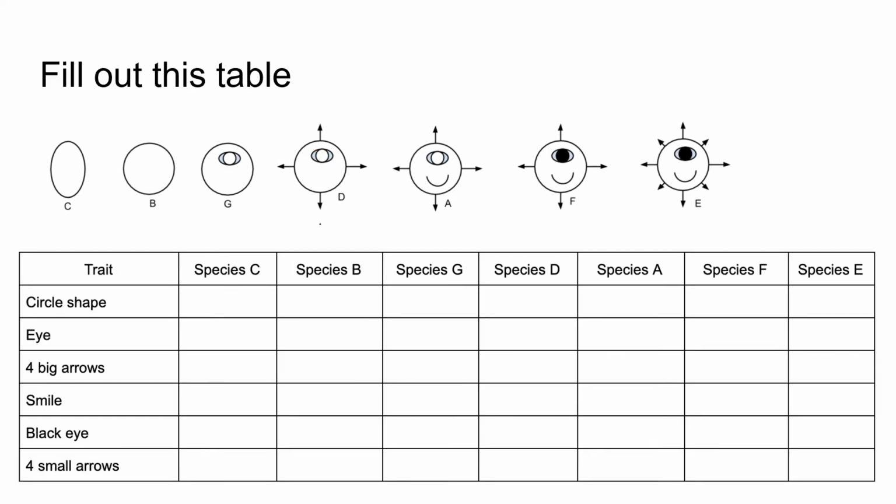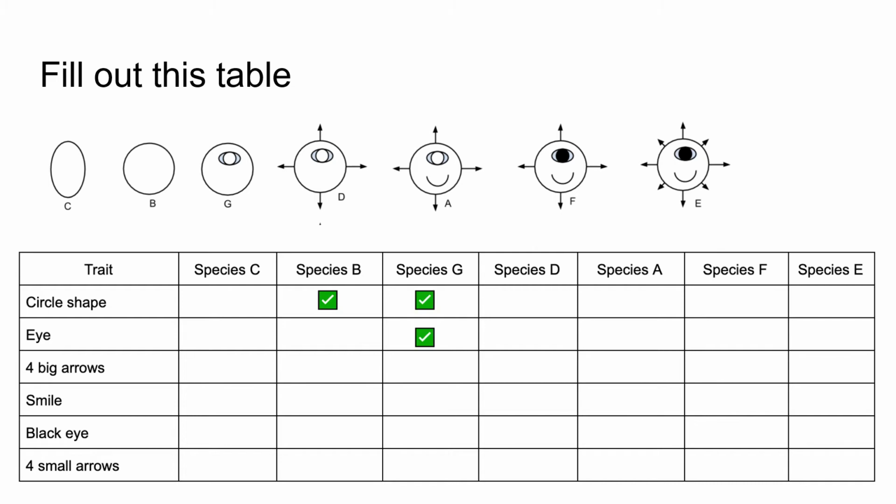Okay, so now we've got these species in order of how they've regressed and added different traits. Then we're going to make a chart, and we're just going to chart out those different traits. You can see right here, we have our traits. We have a circle shape, an eye, 4 big arrows, a smile, a black eye, and 4 small arrows. And the idea is just, let's put in check marks for what has that given trait, right? So species C has nothing, but species B does have that circle shape. It's the first one with it. C remains blank, B gets 1 checkbox.